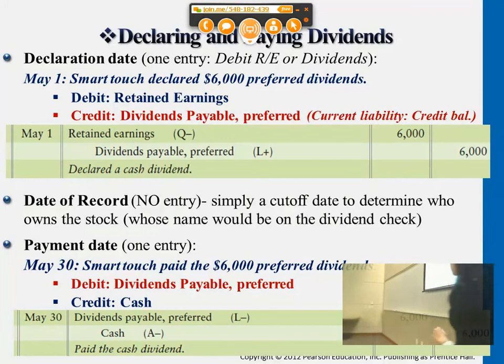Now, on the date of record, the company basically just decides which shareholders get the dividends, so there's no journal entry for the second date. On the third date, when the company actually pays out the dividends, they use up cash at the same time.